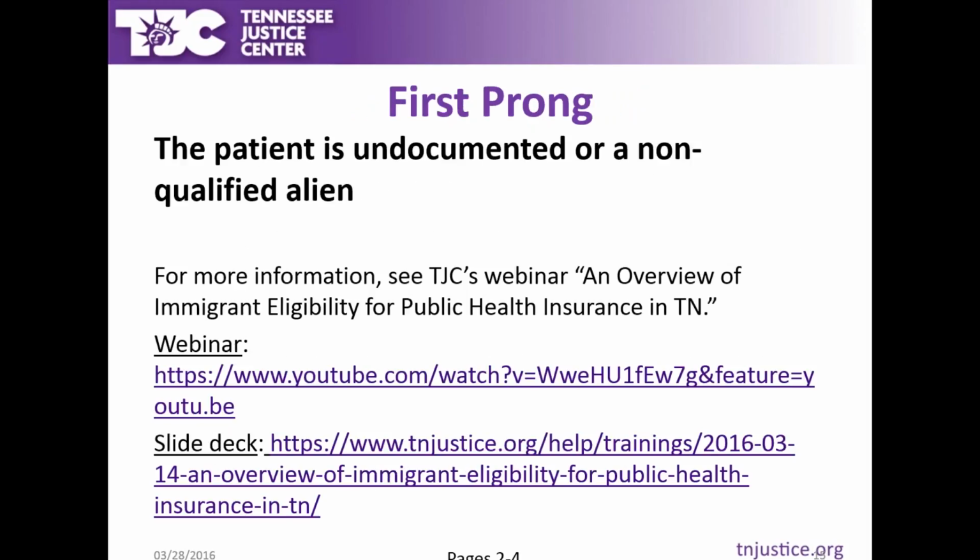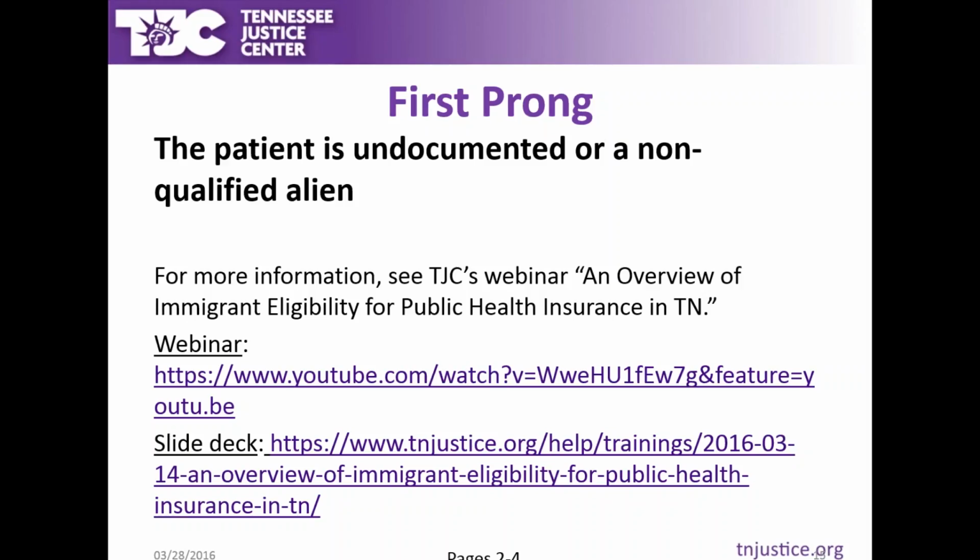So let's break this down. First one is the patient is an undocumented or non-qualified alien. So federal regulations and the TennCare Medicaid TennCare Standard Policy Manual use the terms undocumented alien and undocumented immigrant, while the TennCare Policy Manual titled Emergency Medical Services uses the terms undocumented and ineligible aliens. For the purposes of this webinar and the toolkit, I'm going to use these terms interchangeably. I most often will use undocumented immigrant and non-qualified immigrant.